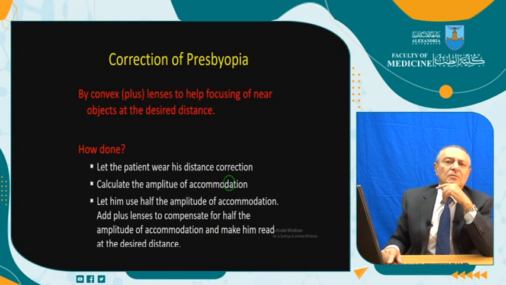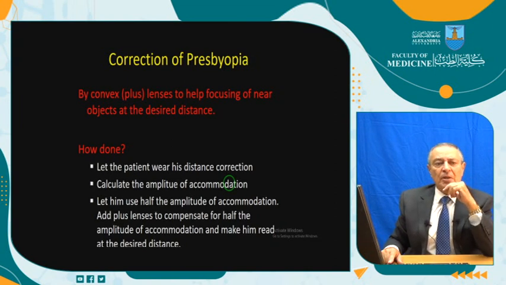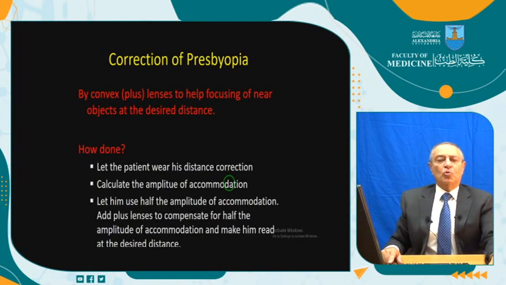How to correct? By plus glass. How? You have to measure the amplitude of accommodation, keeping 1/3 in reserve and correcting the 2/3. Being practical, by the age of 40 we are adding +1 diopter, at 45 we are adding +1.5 diopter, by the age of 50 adding +2 diopter, at 55 adding +2.5 diopter, and this is mainly the issue of the presbyopia correction.